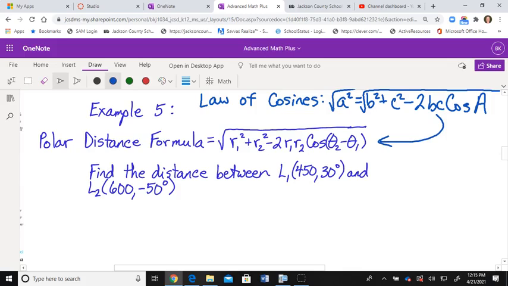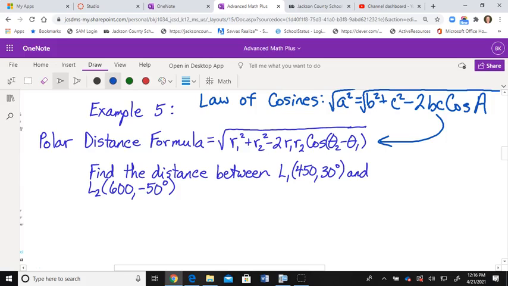Okay? Now, there's a couple of differences, obviously. Your b and c are just your radii. That's the proper way of saying it. And your angle, well, we have two angles. The way you get just one angle is you take the second angle minus the first angle. That's your A.